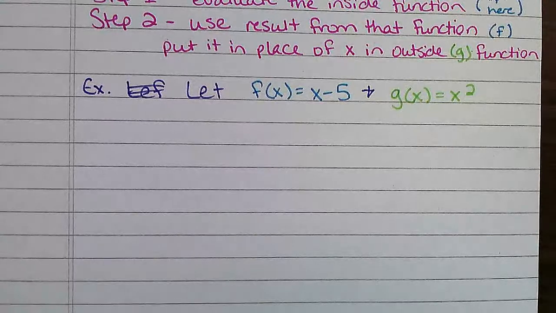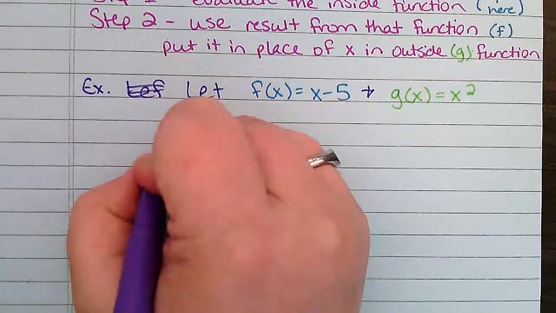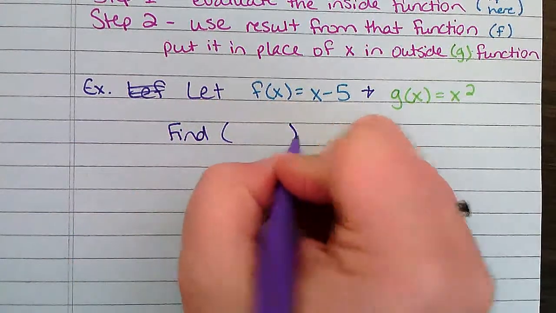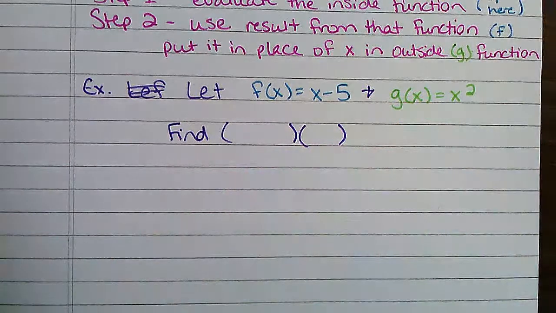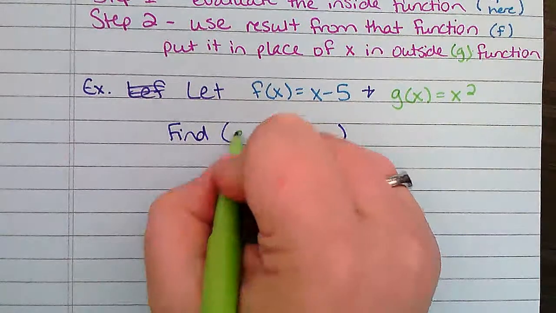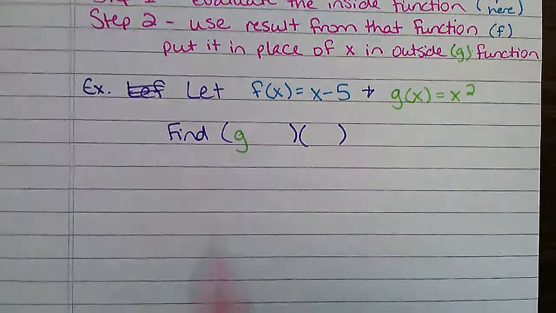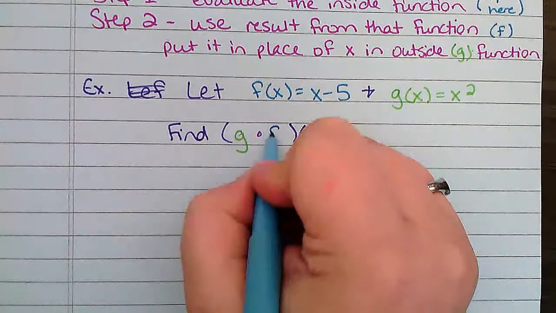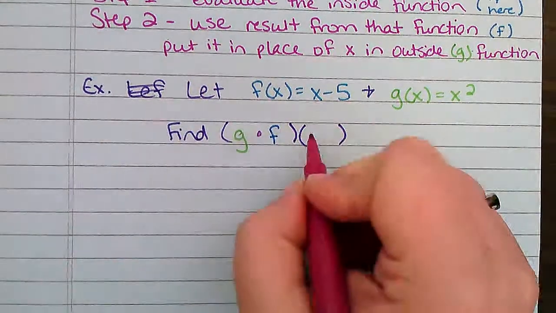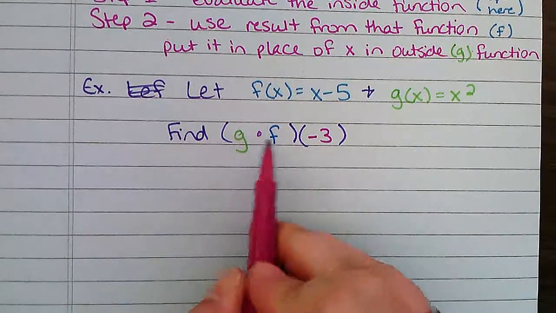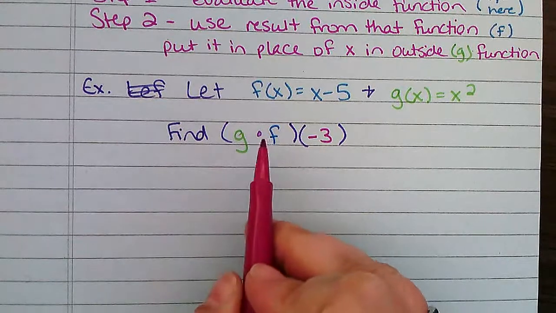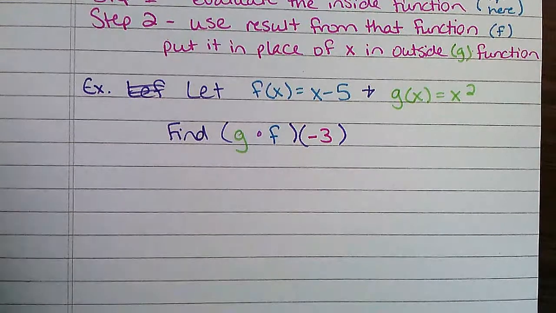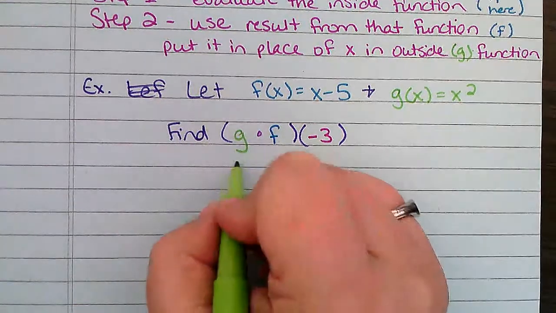Then we want to figure out what we need to do. So I want us to find g of f of negative 3. That's how you read that. This little open circle is read as the word of. G of f of negative 3. So the first one goes on the outside.